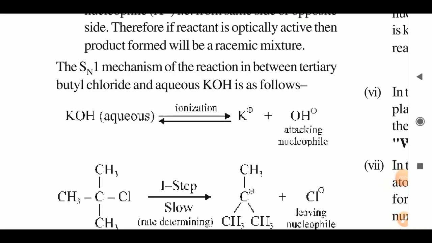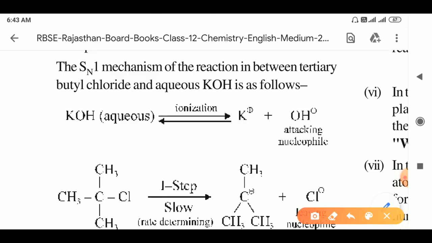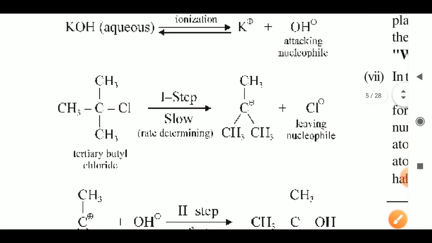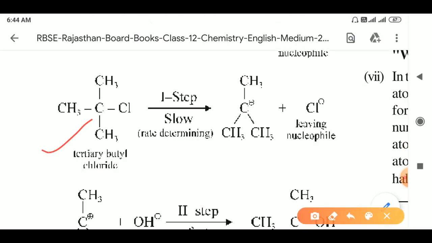Here, Lomesh Sharma. Now, in this SN1 mechanism, the overall mechanism is this one: KOH acts as a nucleophile. In KOH, OH minus is the attacking nucleophile, which attacks on (CH3)3CCl. In this reaction, (CH3)3CCl forms a carbocation, C plus, and the leaving group is Cl minus.